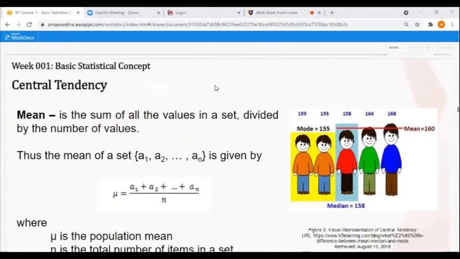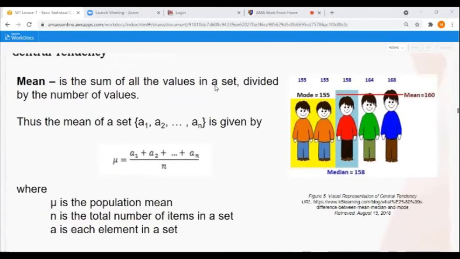For the first measure of central tendency, we have the mean. The mean is the sum of all the values in a given set, divided by the number of values. So you have here at the bottom the formula for computing the mean. By the way, mean is also referred to as your average. So what we do is we add all the elements in a given set divided by the total number of items. By the way, population mean is represented by this symbol mu. Okay, mu is for population mean.